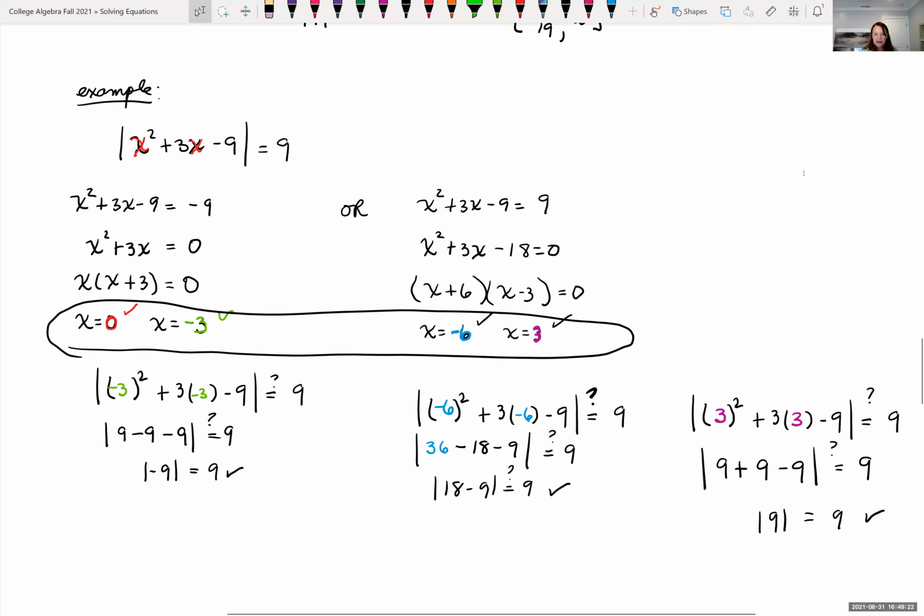Okay, so next class period, we will look at absolute value inequalities. And then we're going to get into applications on the material that we've been looking at in this chapter 1, solving equations.